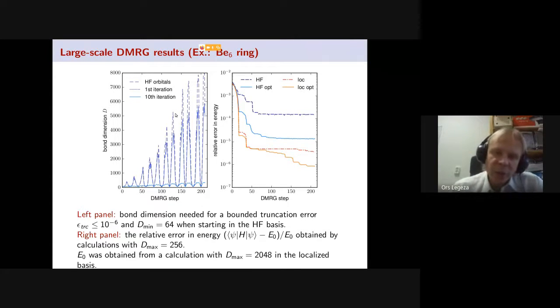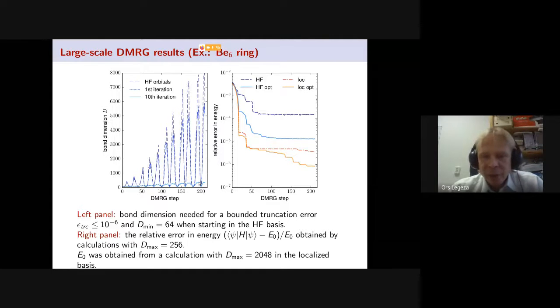While if we do this mode optimization, after the first iteration, we already have these light blues where the maximum is only 6,000. And after the 10th iteration, we obtain the same results with the maximum ranks about 300, which is this light blue curve in the bottom.